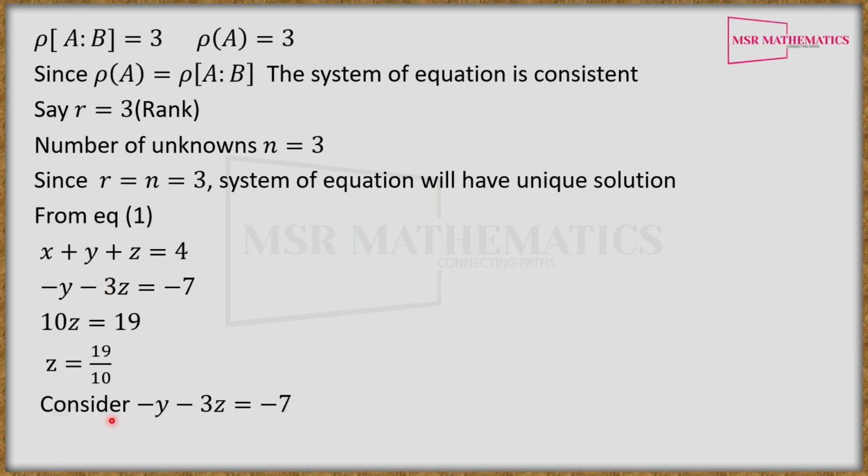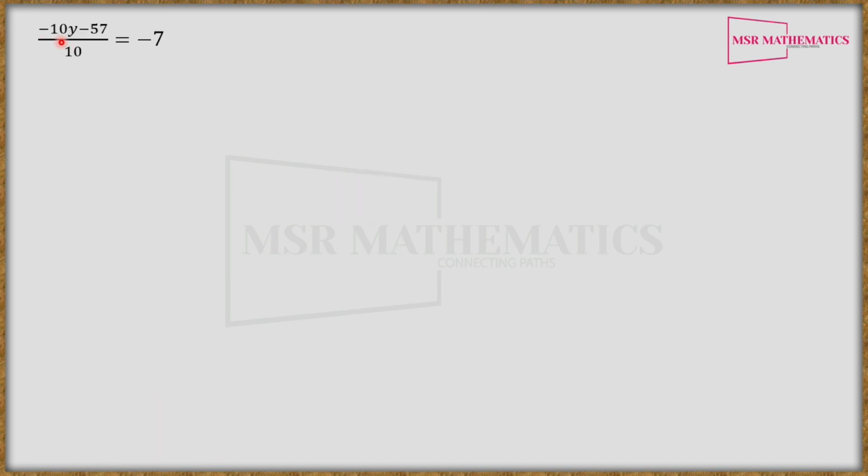That's the procedure. So consider this equation, that is minus y minus 3z is equal to minus 7. Substitute z as 19 by 10. We obtain minus y minus 3 into 19 by 10, which is equal to minus 7. Or we can take this as, taking LCM as 10, we get minus 10y minus 57 by 10, which is equal to minus 7.